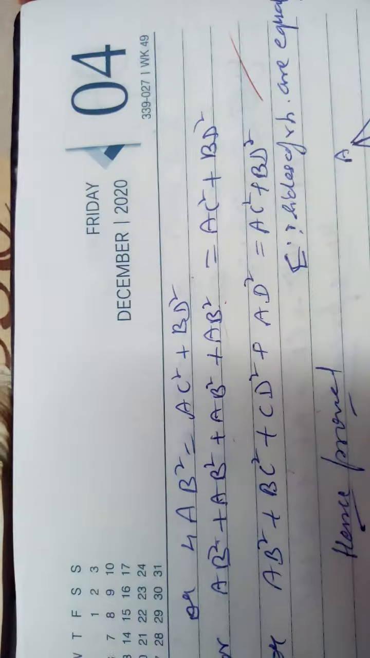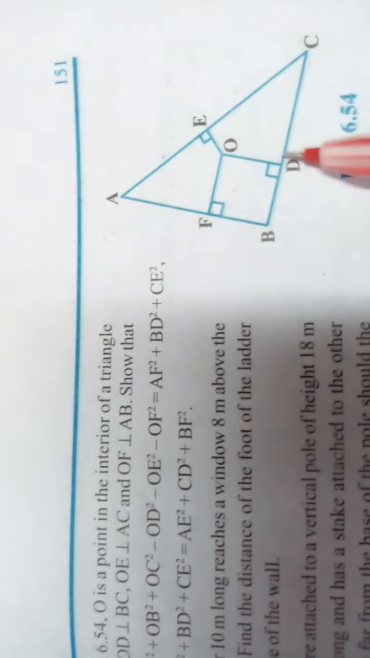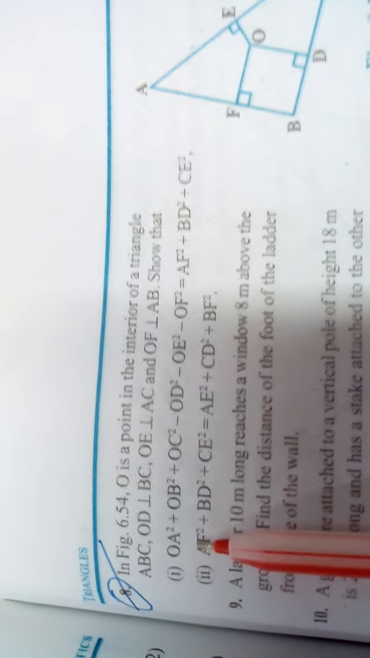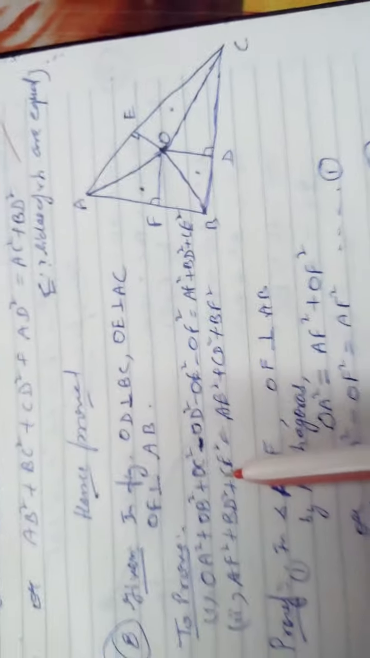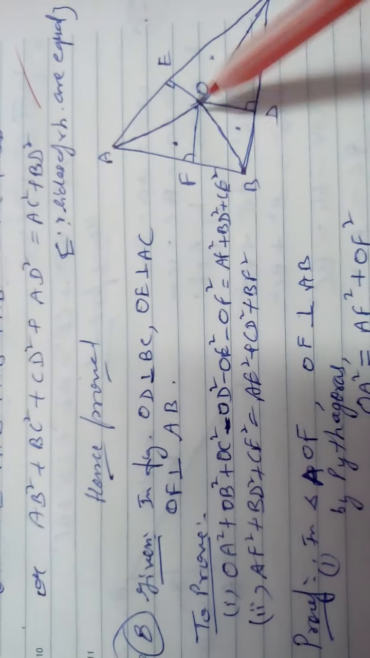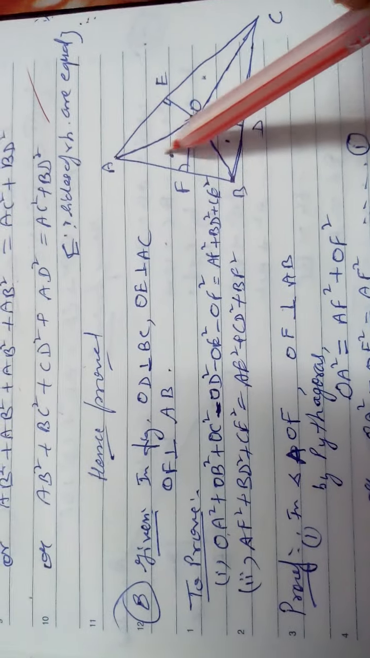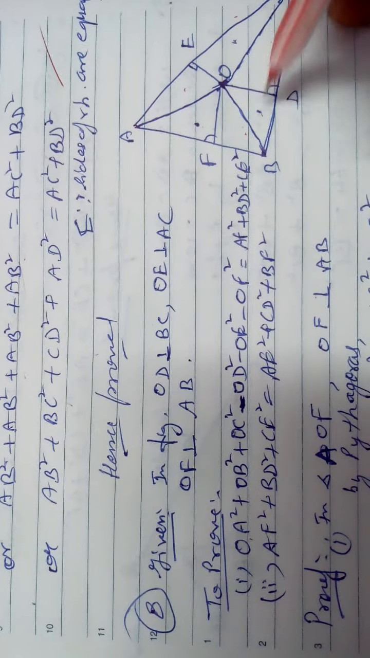Question number 8 is given. Very simple. It is a triangle ABC. OF, OD and OE are perpendicular on it and it is not joined, but here OA is given. You want to prove these two. First of all we will write the given and what to prove. Join OA, OB, OC. You are getting 6 right triangles: 1, 2, 3, 4, 5, 6.